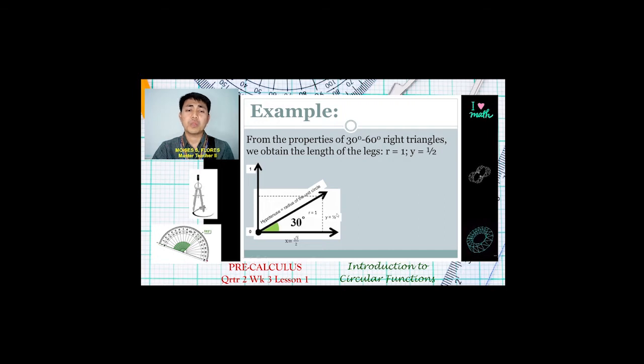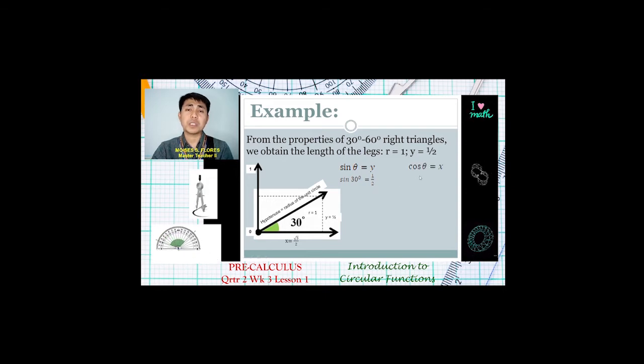Now the question is, we are asked to find the 6 trigonometric functions. Let's start with sine. If sine theta is equal to y, the value of our y here is 1/2. So sine 30 degrees is 1/2. That's our answer for the first trigonometric function.